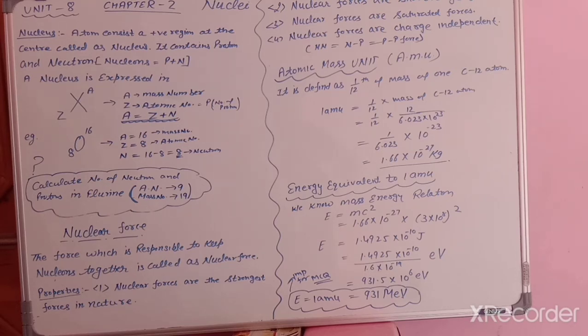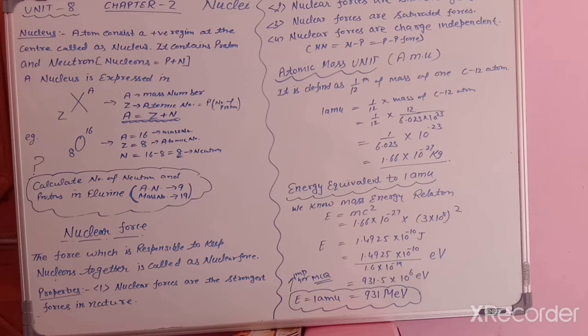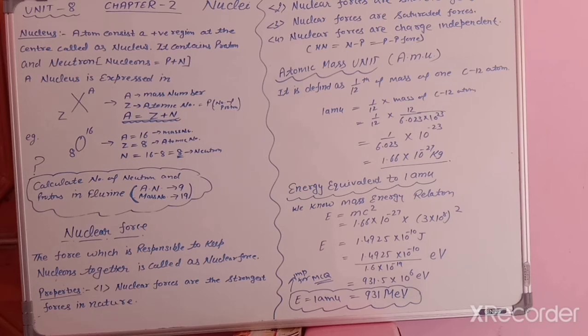In options you are getting similar terms, like they will ask 1 AMU is equal to option A 931 MeV, option B 931 eV only, option third you can get 931 joule, option fourth you can get 931 megajoule. So the unit should also be in your mind. It is 931 mega electron volt.